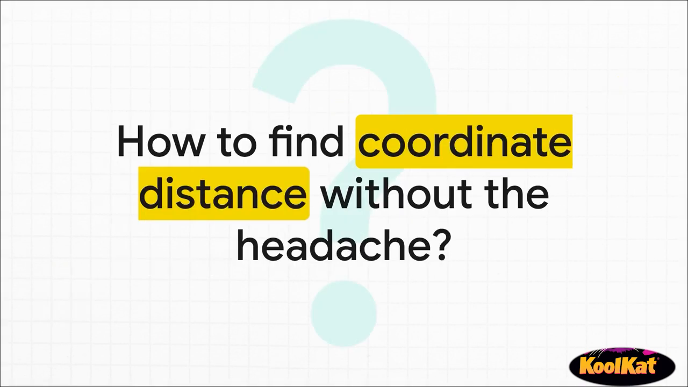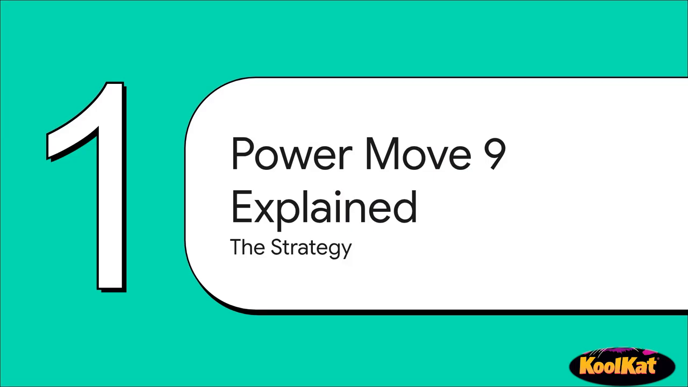So picture this. You open your test and you see a question asking for the distance between 2 points on a grid. If your first thought is, oh no, trust me, you are not alone. It looks super complicated, right? But what if I told you there's an easy way to solve this? And that, my friends, is where Power Move 9 comes in. This is the one strategy that's going to turn that confusing mess of dots and lines into a really simple problem that you've probably already solved a dozen times before.